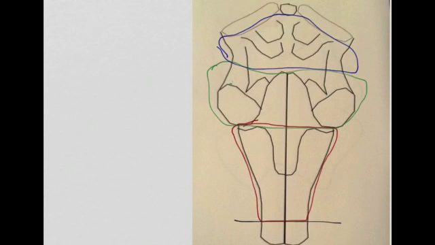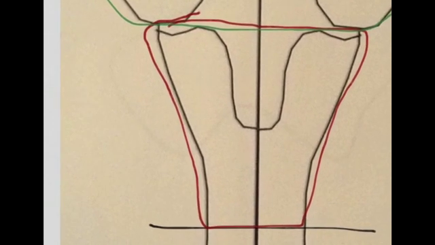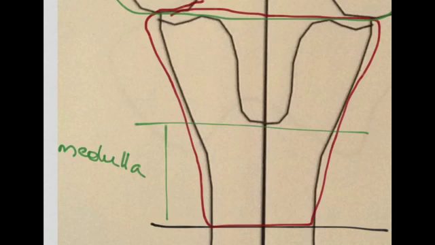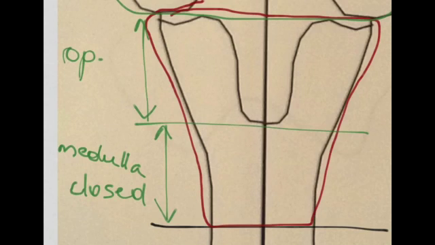Let's look in more detail at their notable structures. So the medulla can be divided into two parts. 1, 2. This part would be described as the closed medulla, while more rostral to that is the open medulla.